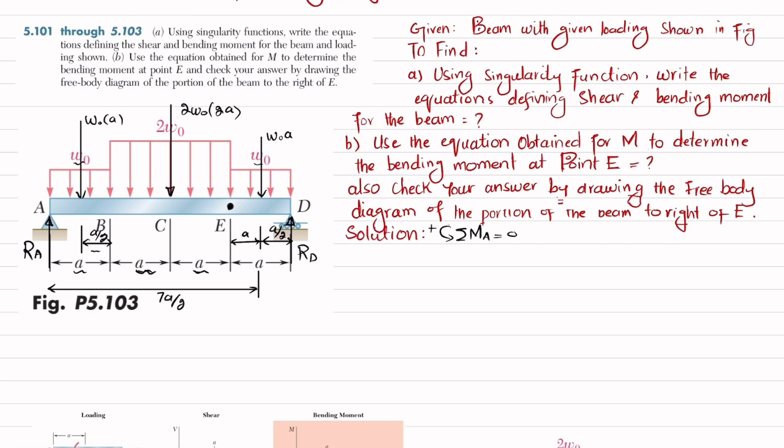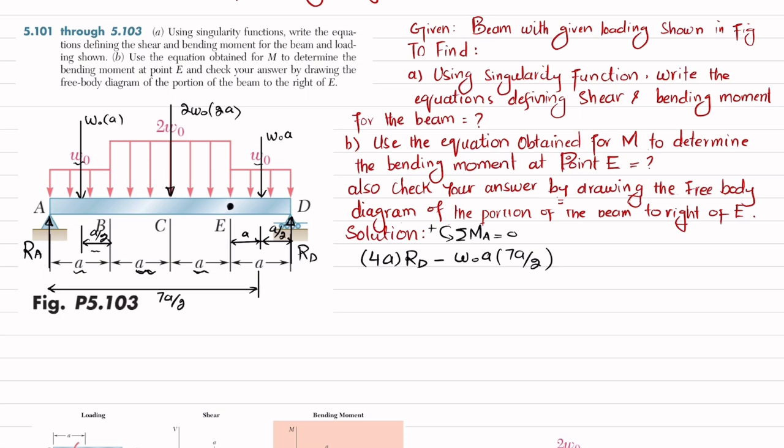Now we will apply the sum of all moments about point A is equal to 0. Starting with RD, the perpendicular distance is 4A about point A, and it produces counterclockwise moment, so it will be positive. So I will write 4 times A multiplied by RD. Clear? The second moment is due to the load W naught into A, the perpendicular distance is 7A by 2, and it produces clockwise moment, so it will be negative. So I will write minus W naught into A into 7A over 2.